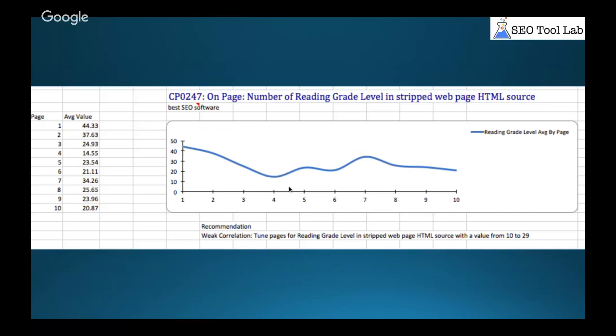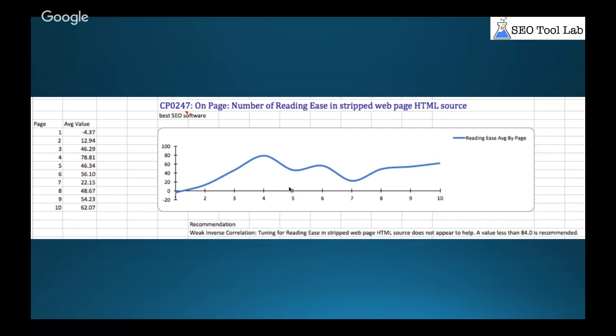So I'm not surprised that there's weak correlation with the reading grade level and reading ease. And this is a weak inverse correlation, which is what you'd want in reading ease. A lower score is better. So it's interesting that it correlated that way. It kind of says, okay, there might be something to it, but I'm really skeptical about it.